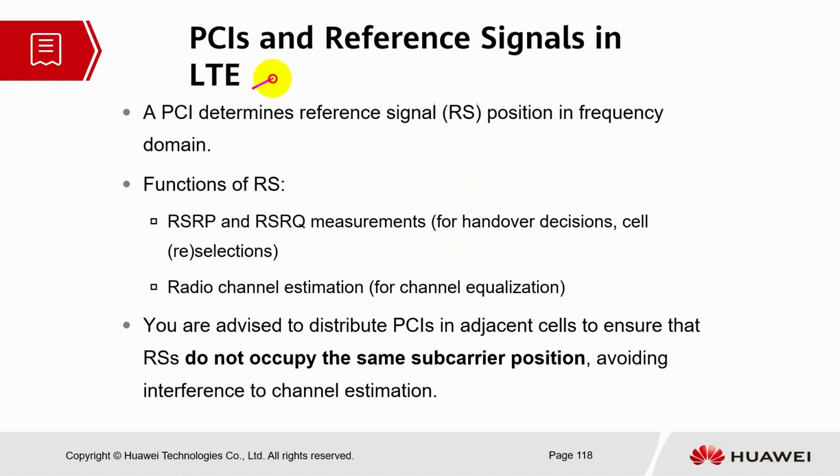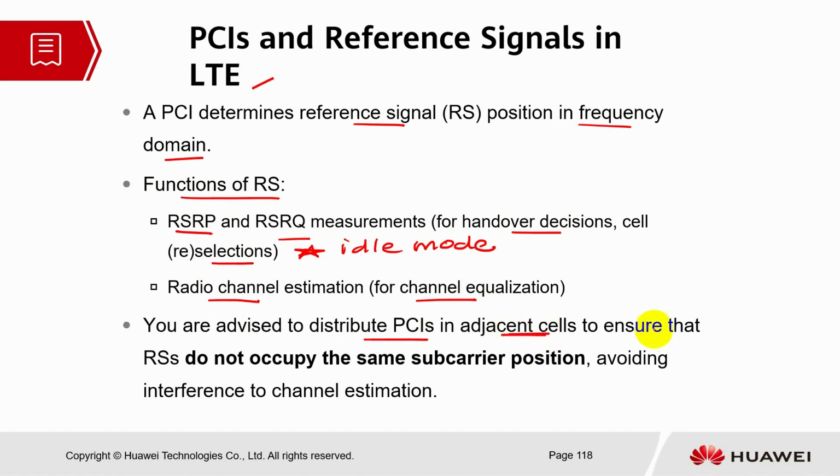PCIs and reference signals in LTE. The PCI determines the reference signal position in the frequency domain. What is the function of the reference signal? RSRP and RSRQ measurements for handover decisions and cell reselection, mainly during idle mode, and radio channel estimation for channel equalization. You are advised to distribute PCIs in adjacent cells to ensure that the reference signals do not occupy the same subcarrier position, avoiding interference to channel estimation. These are the main aims, so we need to distribute the PCI to adjacent cells so that there is no interference.